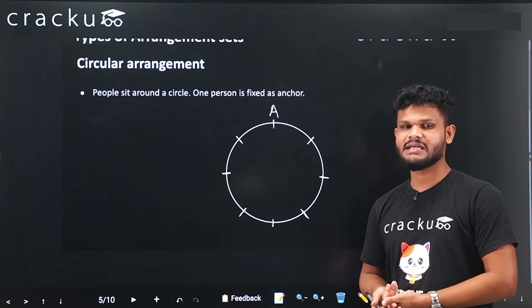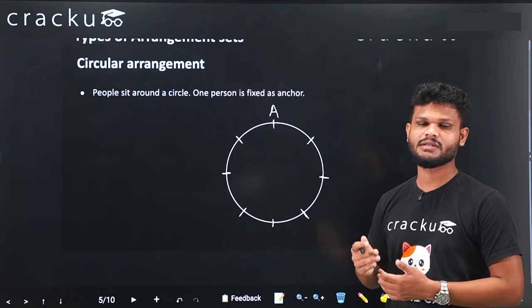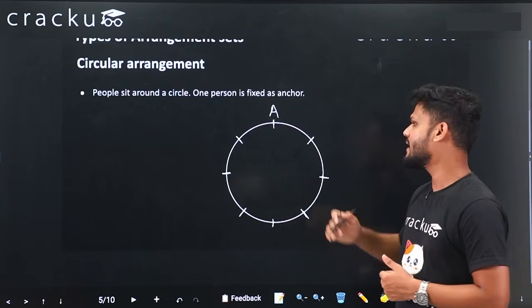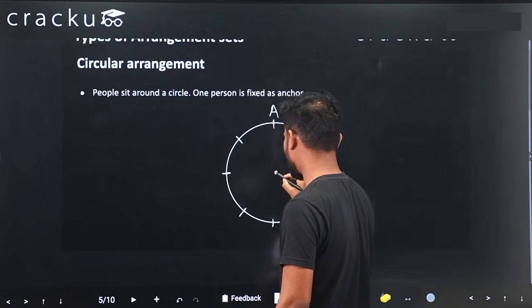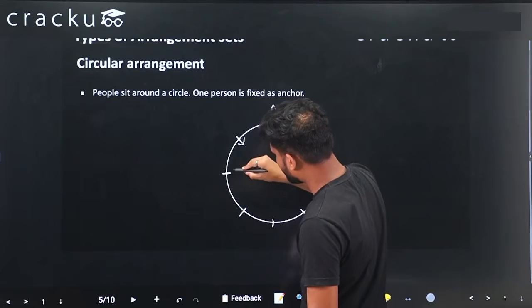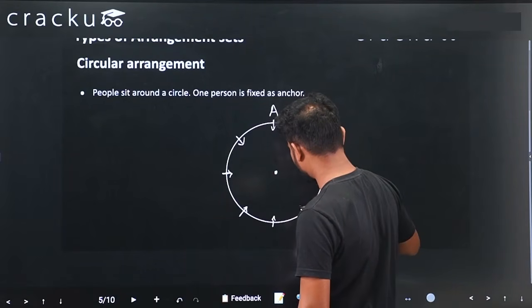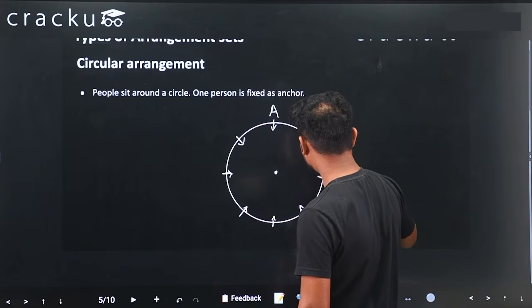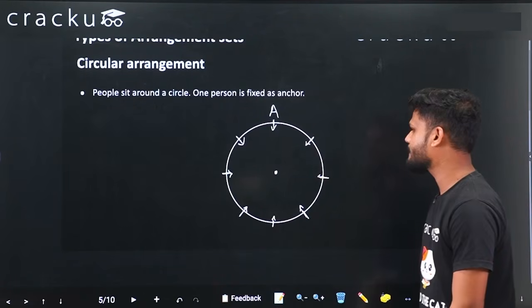If it is explicitly mentioned that some people are facing outside the center or they are not facing towards the center, it means they are facing outward. But for this circle, let us say this is the center and everyone is facing this direction towards the center. So assume yourself sitting in a circular table facing towards the center. So everyone is facing towards the center.